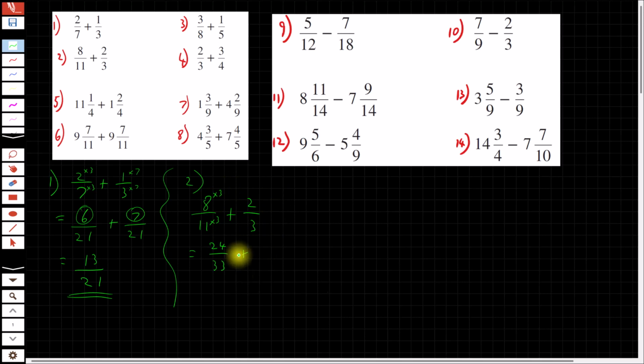Plus, to get 33 here, we multiplied this by 11 and multiplied this by 11. So that is 22 over 33. We keep the denominators and add the numerators. 24 plus 22 gives us 46.